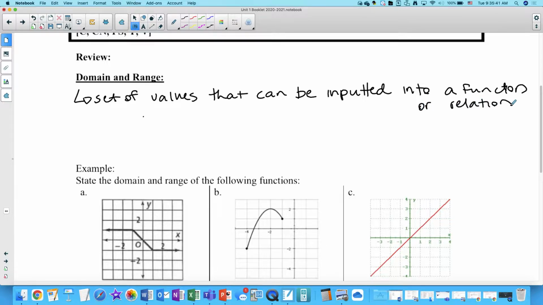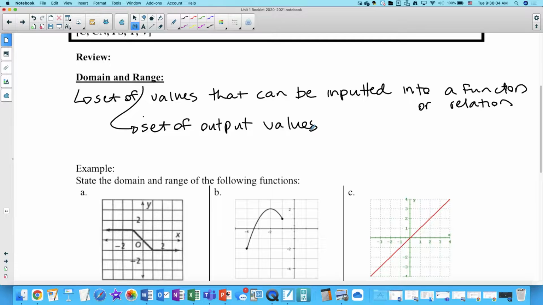The range is the set of output values. There are two main ways that we communicate domain and range. One of them is called set notation. The other one is called interval notation.